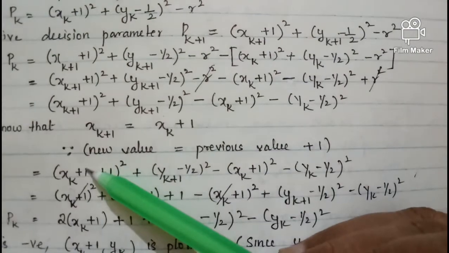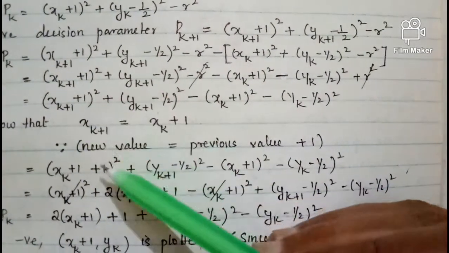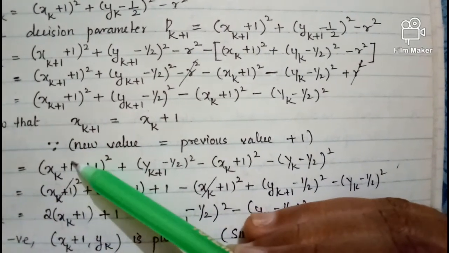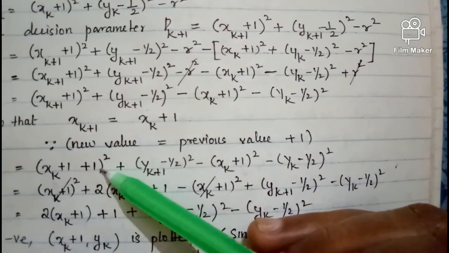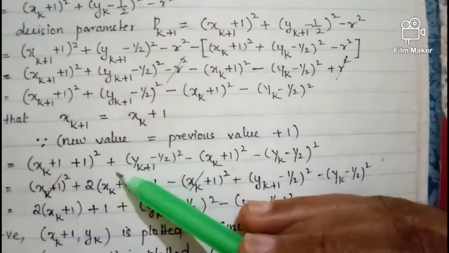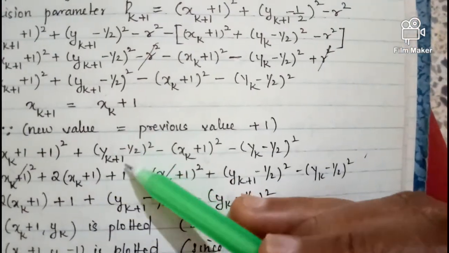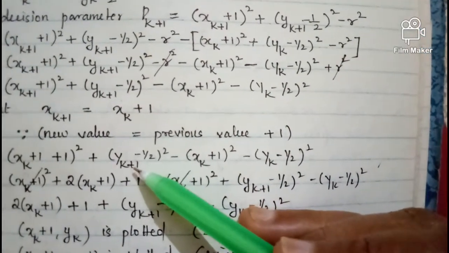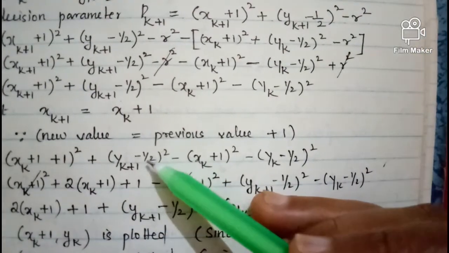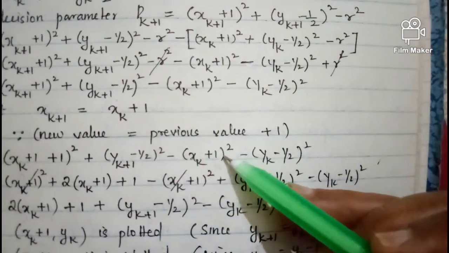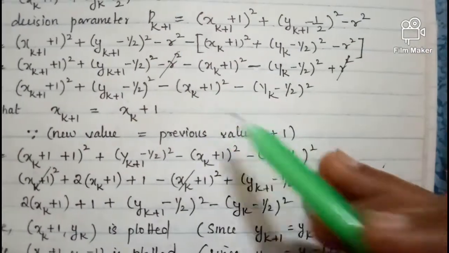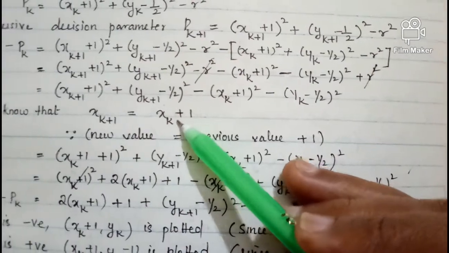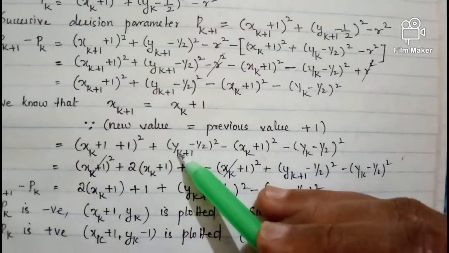xk plus 1, that is value of xk plus 1, then this one plus 1. So xk plus 1, which is next value of x, plus 1, the whole square, plus yk plus 1. I am not substituting the next value of y because there is a confusion regarding the next value of y. Okay, so I am just writing it as yk plus 1 minus half the whole square minus xk plus 1 the whole square minus yk minus half. All the remaining terms are the same. I just made a substitution of this value. So now I got this result.